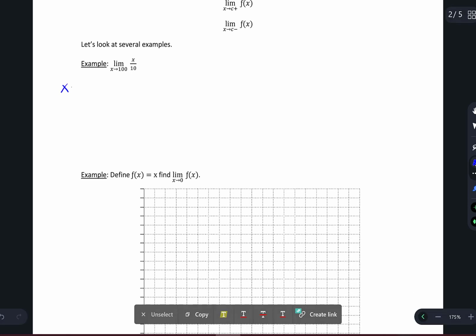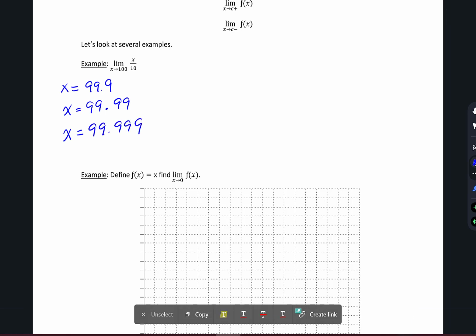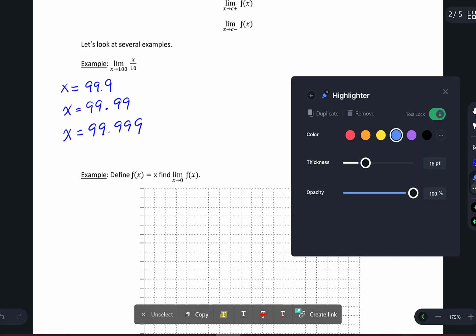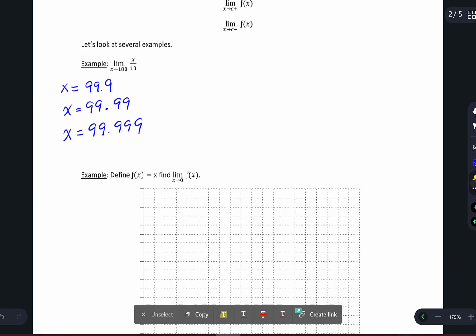So we could start out with x equal to 99.9. We could get a little bit closer and say x is equal to 99.99, or even closer and say that x is equal to 99.999. So these are three potential inputs that are getting closer and closer to that value c that we're interested in, and notice that c in this case is 100.